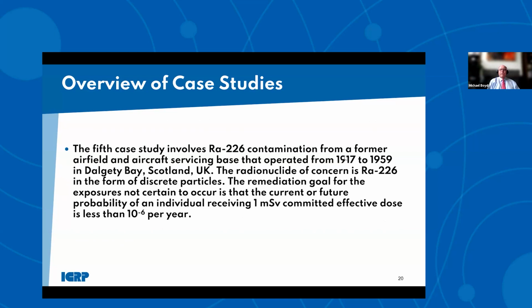The radionuclide of concern is radium-226 in the form of discrete particles, and the remediation goal for the exposures not certain to occur is that the current or future probability of an individual receiving 1 millisievert committed effective dose should be less than 10 to the minus 6, 1 in a million per year.